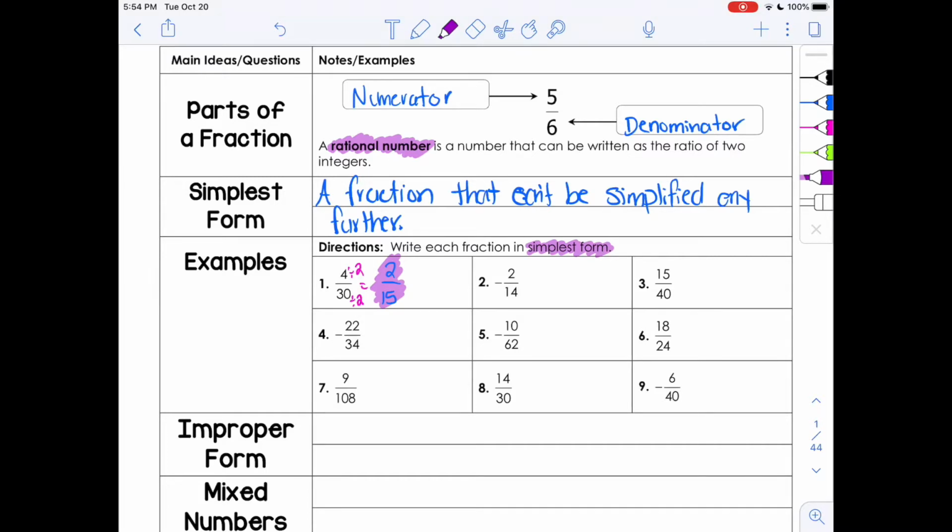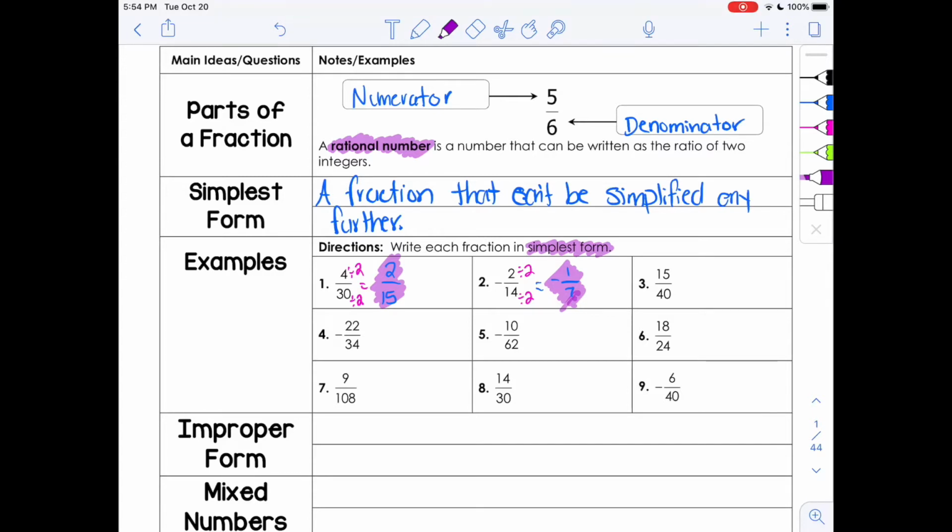Even if we have a negative, we can do the same thing. So on number 2, negative 2/14. The biggest number that would divide evenly into 2 and 14 would be 2. Because our original fraction is negative, our final answer will also be negative. And 2 divides into 2 one time, and 14 divided by 2 is 7, which gives us a simplified negative 1/7.